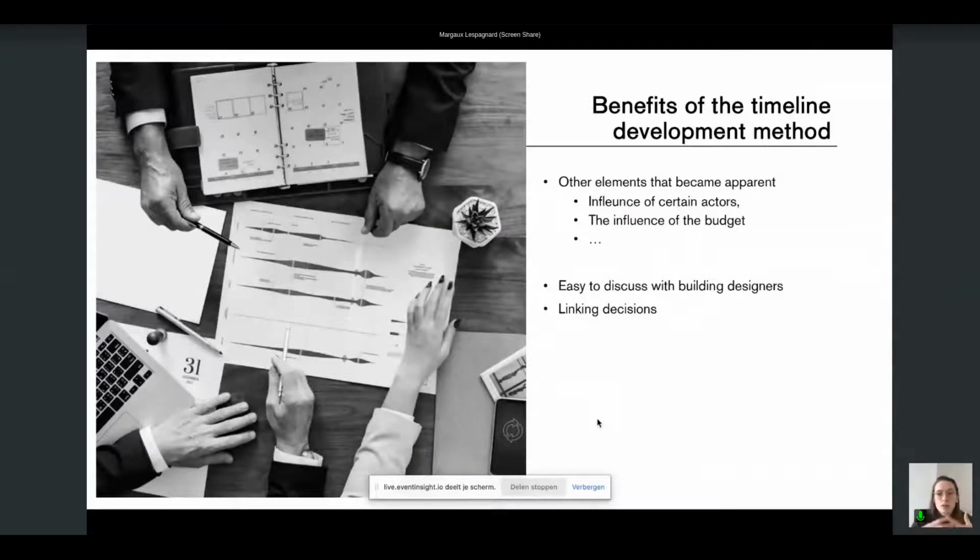But I think the most important benefit of using the timeline development method is really the way you can communicate with building designers and maybe even other stakeholders in the design process. You can clearly show them, like, this is how you work, because this is often a very intuitive process for them. But if you start showing it visually on a timeline, they also get these insights. And if you then tell them, like, at this moment, if you use this certain tool, you could really make an impact, it can also really convince them to use that tool in the future.